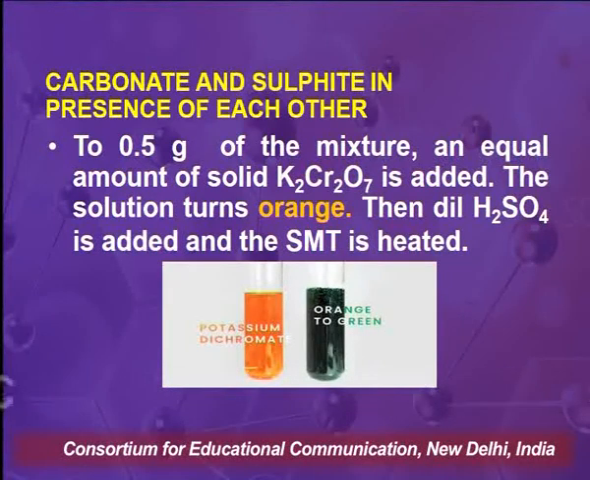An equal amount of solid potassium dichromate is added to it. The solution turns orange because the color of potassium dichromate is orange. Hence, upon the addition of solid potassium dichromate, the solution will turn orange. Then, dilute sulfuric acid is added to it and the semi-micro test tube is heated. As you can see in the diagram and the figure, there is an orange color of potassium dichromate and ultimately it changes to a green color, which is further discussed.